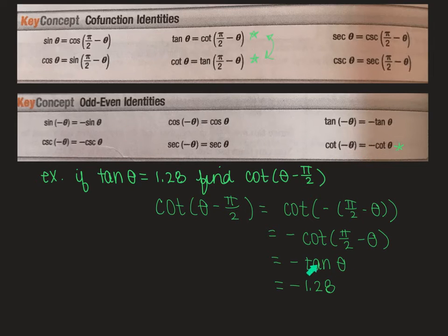We're using our cofunction to rewrite this as just tangent of theta. And we know tangent of theta was 1.28. So our whole response, our answer would be negative 1.28.